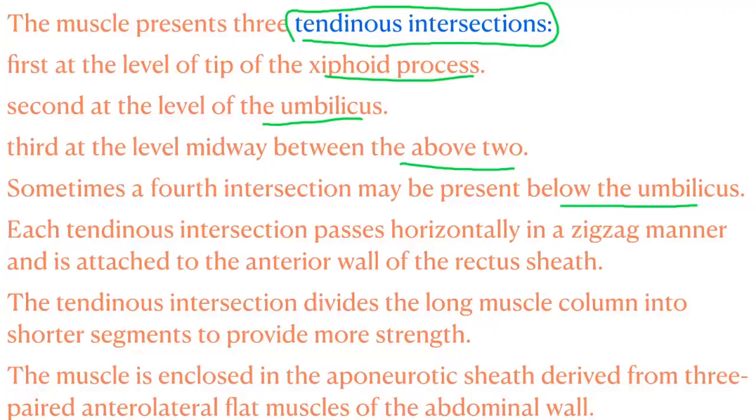Each tendinous intersection passes horizontally in a zigzag manner and is attached to the anterior wall of the rectus sheath. The tendinous intersections divide the long muscle into shorter segments to provide more strength, right? The muscle is enclosed in the aponeurotic sheath derived from the three paired anterolateral flat muscles of the abdominal wall, that is the rectus sheath.